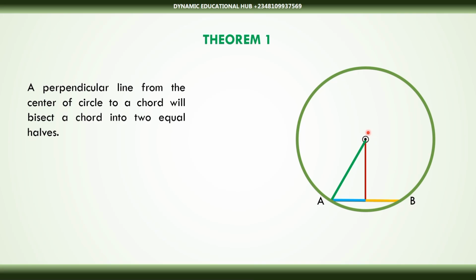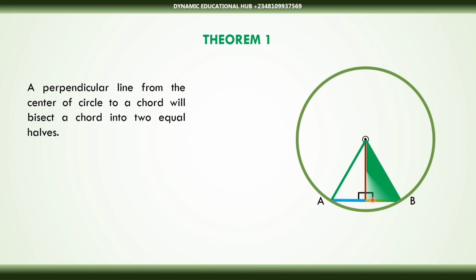And when a line runs from the center to any part of the circumference, what is the name of that line? It is known as a radius. So from the center to A, and from the center to B, because they touch the circumference, the name of that line is radius. Since it is a perpendicular distance, a perpendicular bisector, the straight line from the center to the chord will make an angle of 90 degrees with the chord.